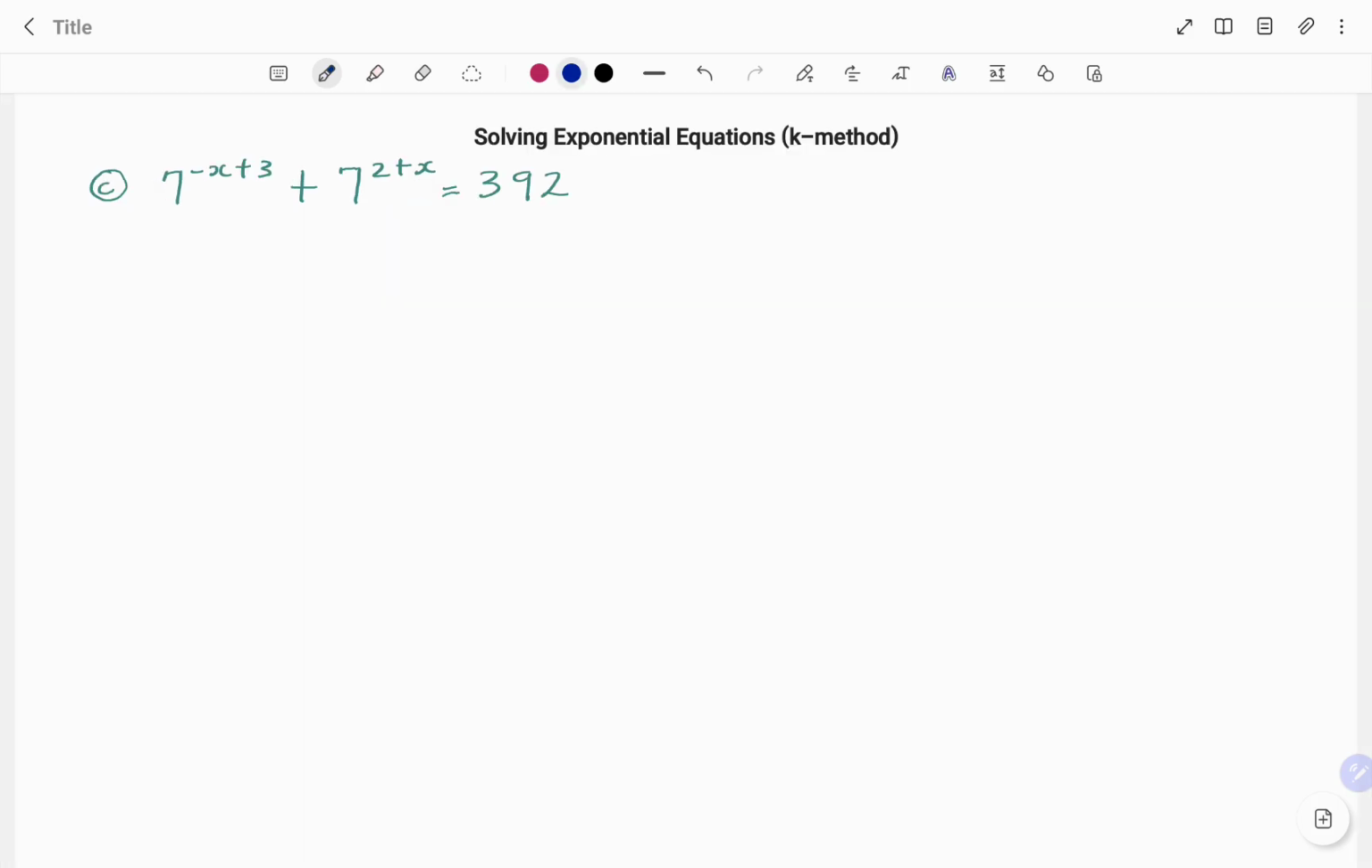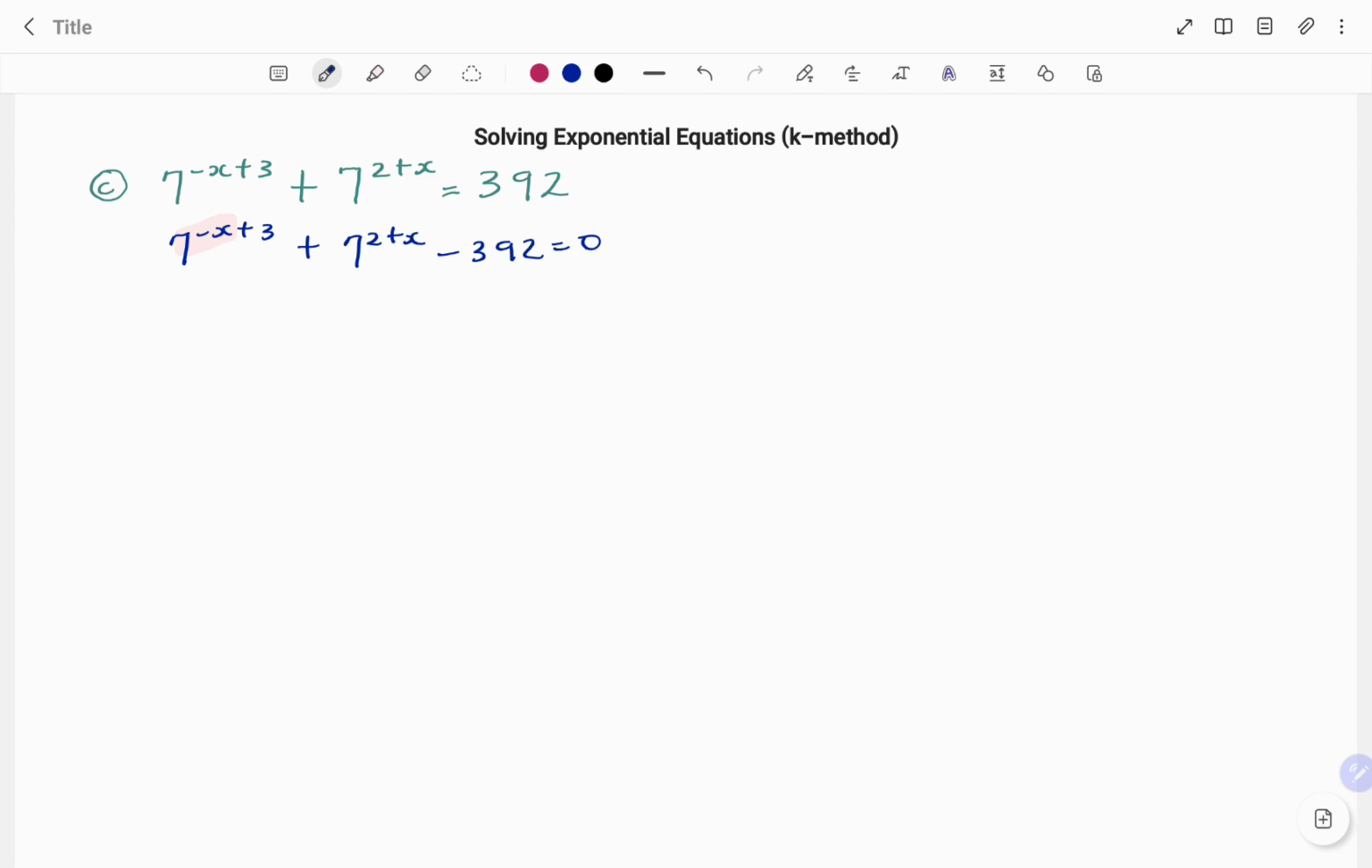Let's look at one more example using the k method. In my last example, I have 7 to the power of minus x plus 3 plus 7 to the power of 2 plus x equals 392. Like I did earlier, I'm going to start by moving all the terms to one side. I have 7 to the power of minus x plus 3 plus 7 to the power of 2 plus x minus 392 equals 0.